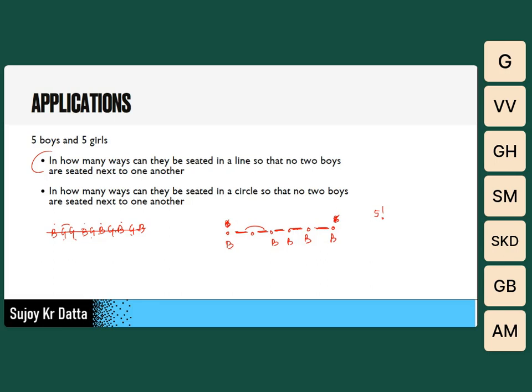So the question now becomes that 5 girls you have arranged, and out of the 6 possible slots that we have, we just need 5 to place our boys and then arrange the boys in those positions. Now 6P5 is basically 6 times 5 factorial, which is 6 factorial. So this essentially becomes 5 factorial times 6 factorial. Right?